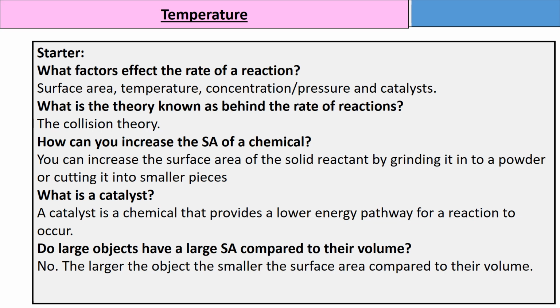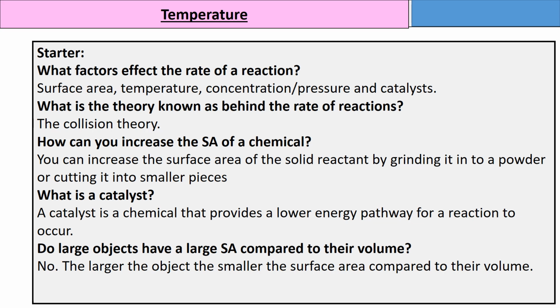How can you increase the surface area of a chemical? Well, to increase the surface area of the solid reactant, you can either grind it into a powder or you can cut it into smaller pieces. What's a catalyst? So a catalyst is a chemical that provides a lower energy pathway for a reaction to occur without being used up itself.